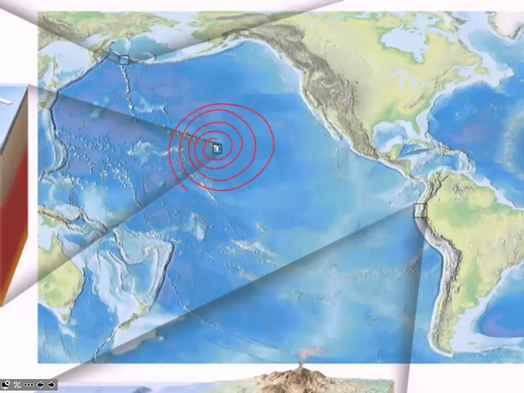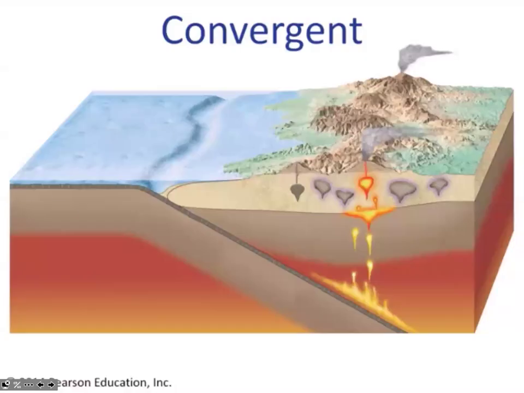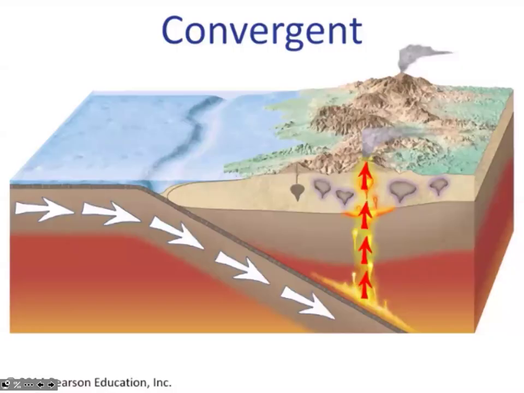Let's take a look at each in turn. The situation with a convergent plate boundary where oceanic lithosphere meets continental lithosphere is that the subduction of the oceanic lithosphere triggers melting in the overlying mantle, and that produces magma. The magma rises through the crust and ends up erupting at the surface as a continental volcanic arc.